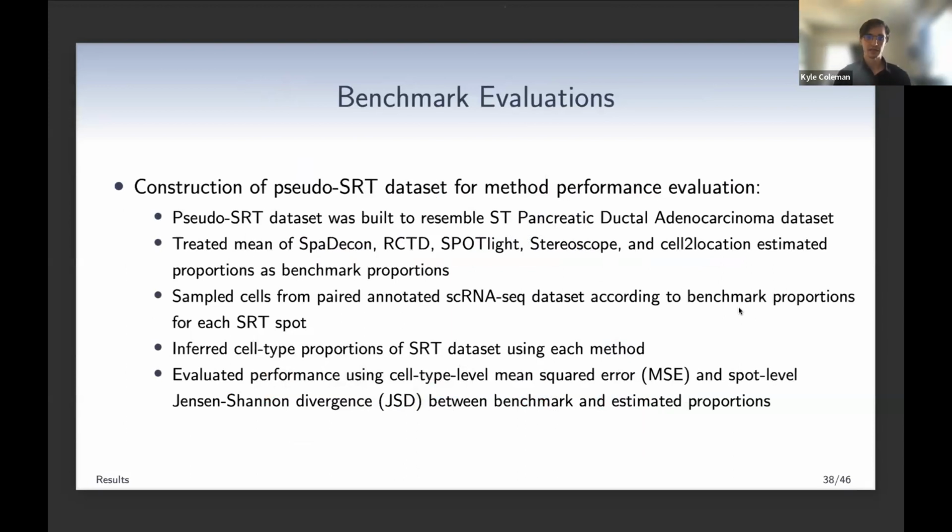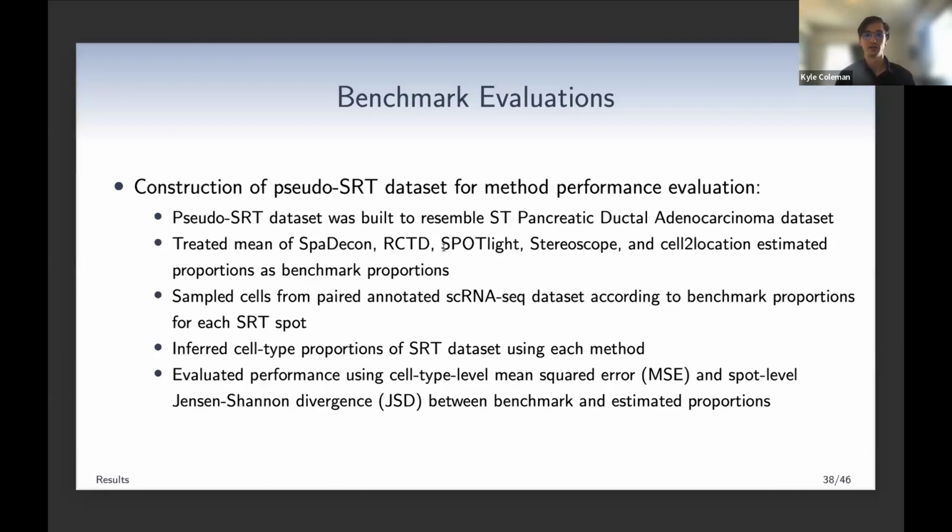Right. And as I mentioned before, when analyzing real data, it's a bit difficult because there's not a really good way to come up with quantitative evaluations to compare method performance, since there's no ground truth to compare with. So in order to deal with that, we wanted to construct a pseudo SRT data set that was based off of benchmark cell type proportions, so that we could then analyze that data set and compare with the benchmark proportions to determine model performance.